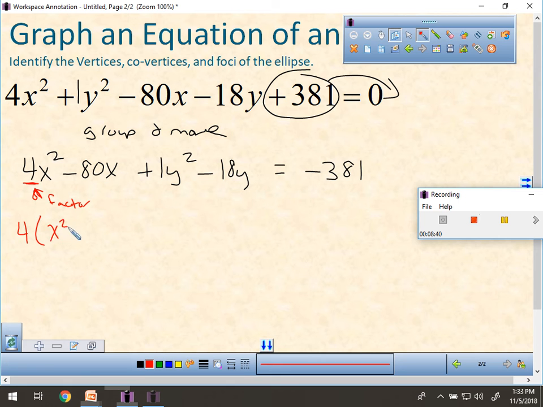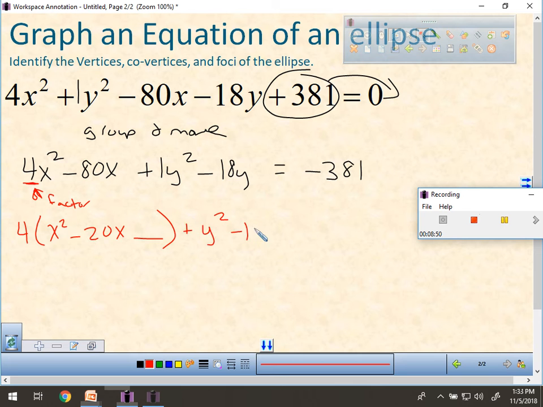That'll leave me x squared. And then negative 80 divided by 4 is going to be a negative 20, and then leave a space. And then plus y squared minus 18y, and then leave a space after that also. So notice that I didn't have to factor anything out for this y squared. I just simply rewrote my little space right there. So if there's a number in front, then you have to factor it out, but there wasn't in that case.